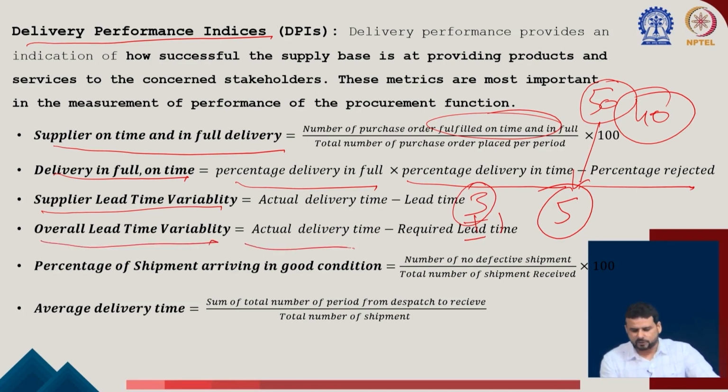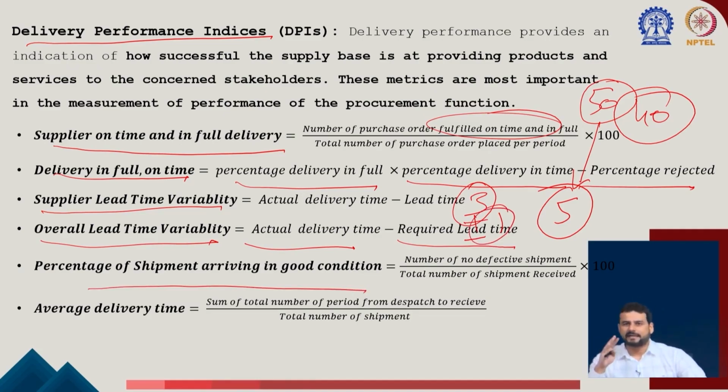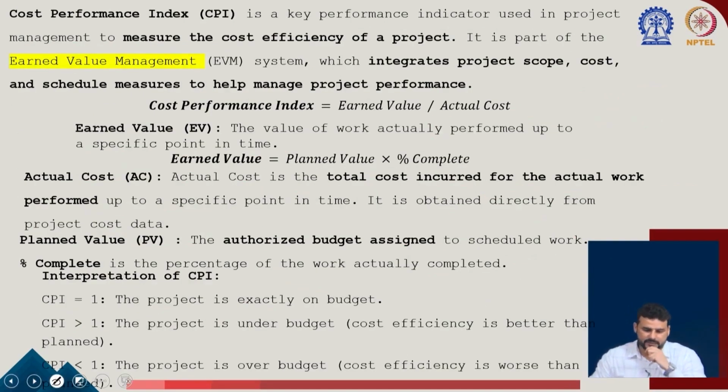Overall lead time is actual delivery time versus required lead time, right. Percentage of shipments arriving in good condition: how many shipments are arriving in good condition and how many defective shipments there are, that you can find out. Average delivery time is the sum of the periods from dispatch to receipt over the total number of shipments. So these are the delivery-related performance indices you can calculate for whatever you are recording.